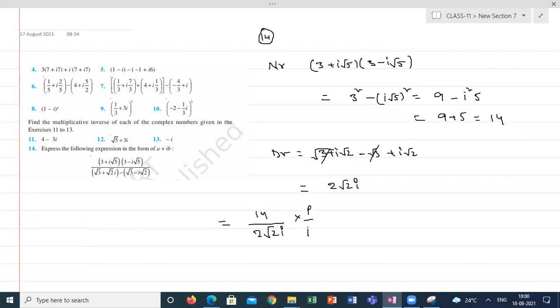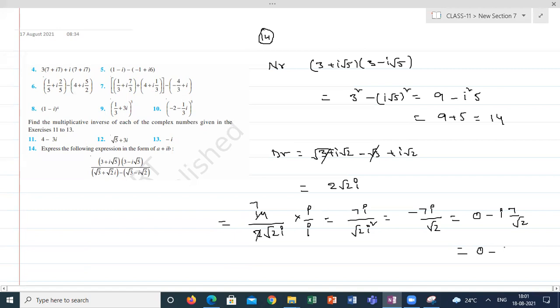We multiply both sides with i, and 14 by 2 gives 7. So I am getting 7i by root 2 i square. This will be minus 7i by root 2. So this can be written as 0 minus i 7 by root 2, or 0 minus i 7 root 2 by 2. Anything wrong? Nothing, sir. It's correct, sir. Yeah, this is how we can simplify that.